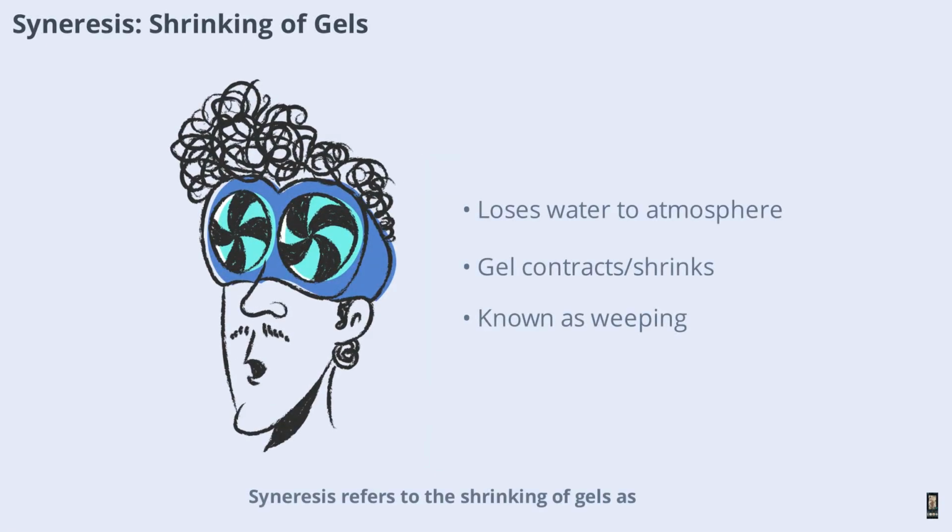Syneresis refers to the shrinking of gels as they lose water when exposed to the atmosphere. This process, also known as weeping, is common in gels that are left out for extended periods. As the gel loses water, it contracts and may even release liquid onto its surface. Understanding syneresis is important for maintaining the quality and texture of gel-based products.